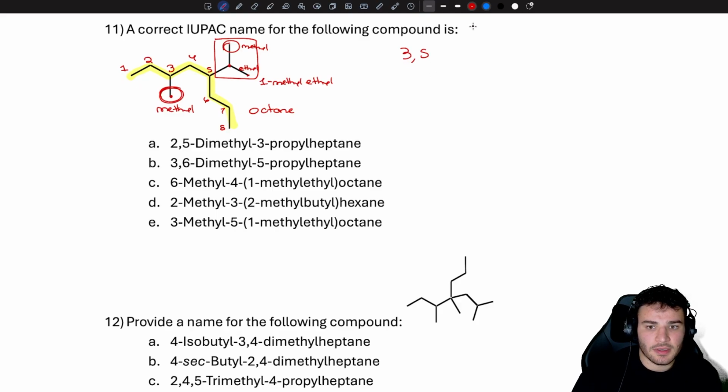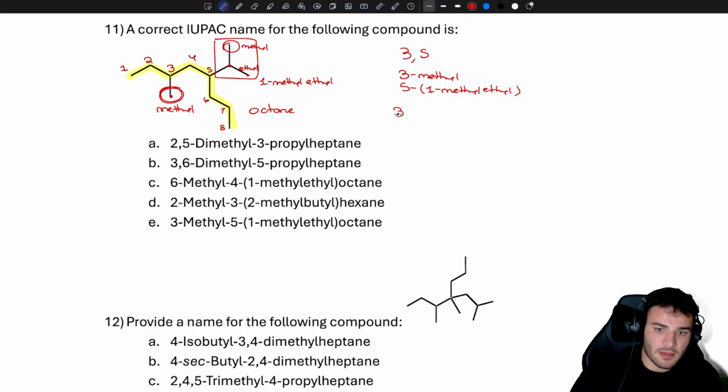Let's clean that up. And so the names of our substituents would be 3-methyl, and then 5, parentheses, 1-methyl ethyl. And so if we were to put together the whole name, like before, it would end up with 3-methyl, and then 5-(1-methyl ethyl). And then finally our parent chain comes in with octane.